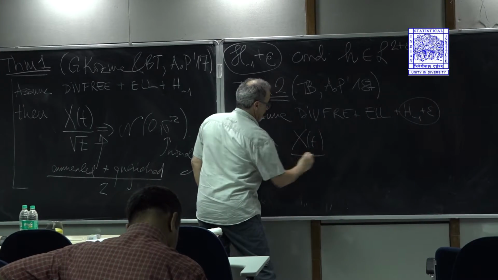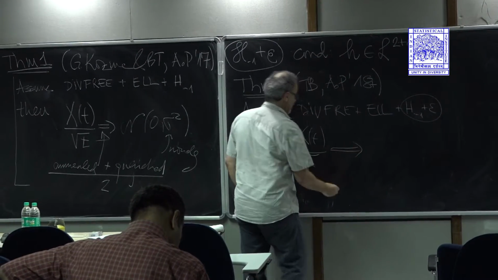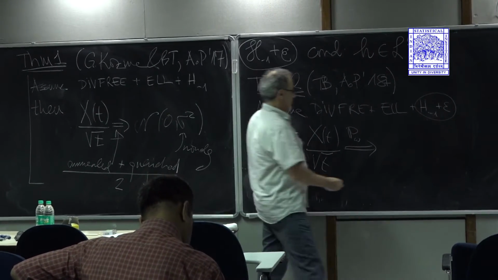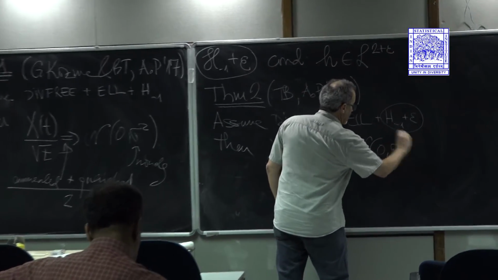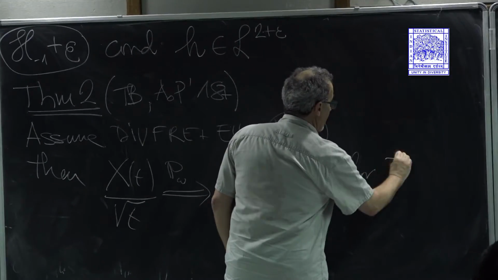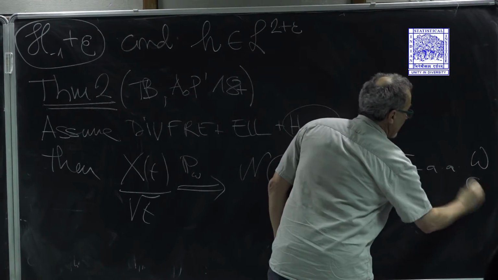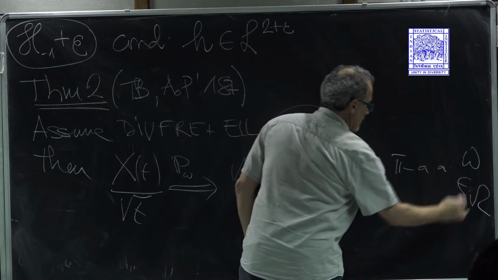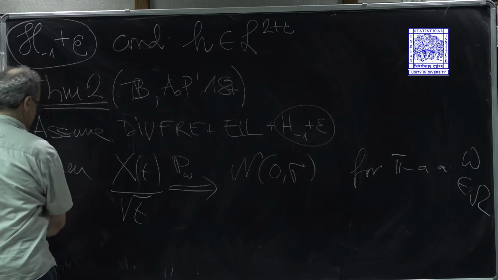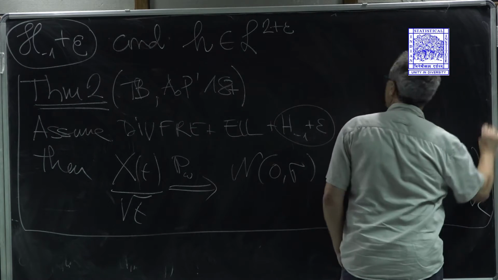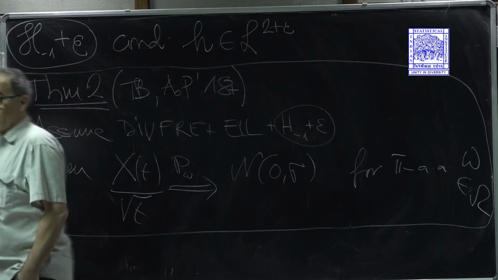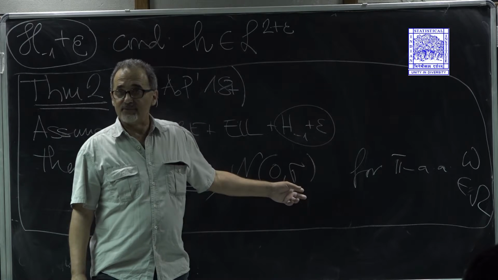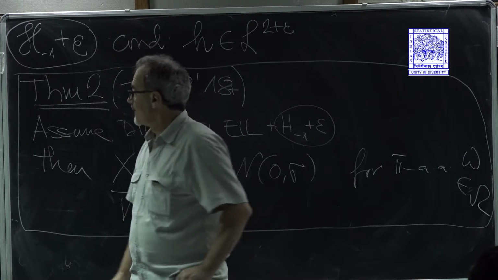X_t over square root of t converges in a quenched way, so let me put here P_omega with omega fixed, for pi almost all omega. So this is the quenched result. Of course, the quenched result is stronger: if I have this holding for almost all omegas and this sigma is deterministic, not random, then of course the annealed follows, right?